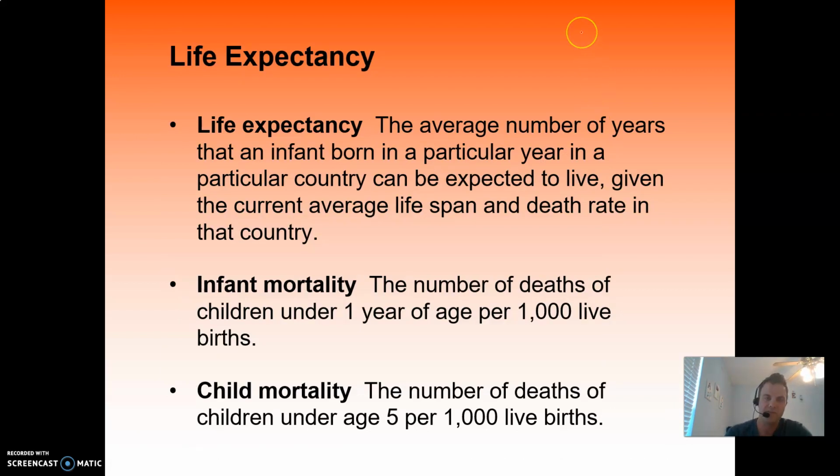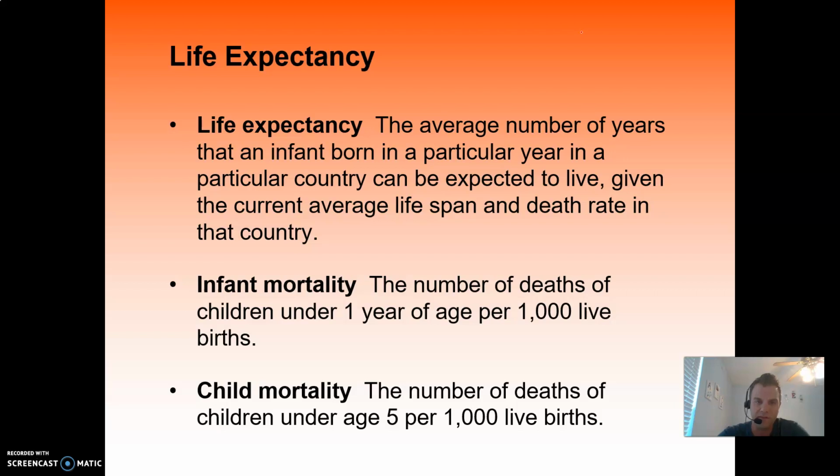Life expectancy is another term, like I said, that factors into population. Life expectancy is the average number of years that an infant born in a particular year in a particular country can be expected to live, given their current age, lifespan, and death rate in that country. This number goes up as a country gets more and more developed. They get better access to healthcare and better quality of life, basically. And so life expectancy will rise.